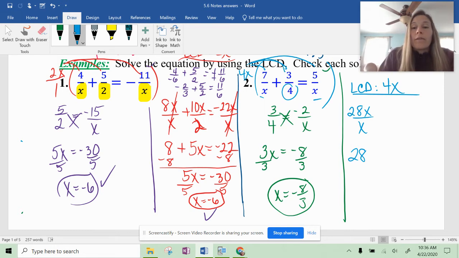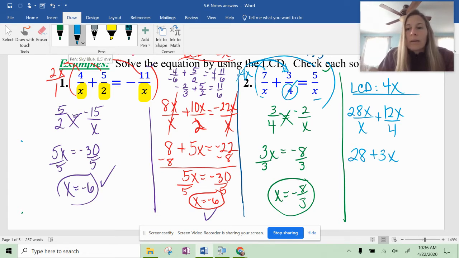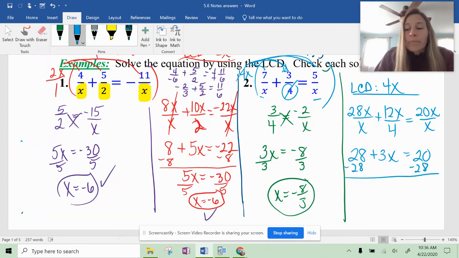Then when you multiply the 4x times the 3/4, you get 12x over 4, but 12 over 4 simplifies to just 3x. So the way I think of that is the 4's are canceling, and it's just 3 times x. And then when you distribute the 4x to the 5 over x, you have 20x over x, but of course the x's cancel, and you're just left with 20. And then you just finish solving this like a normal equation, getting your x by itself.